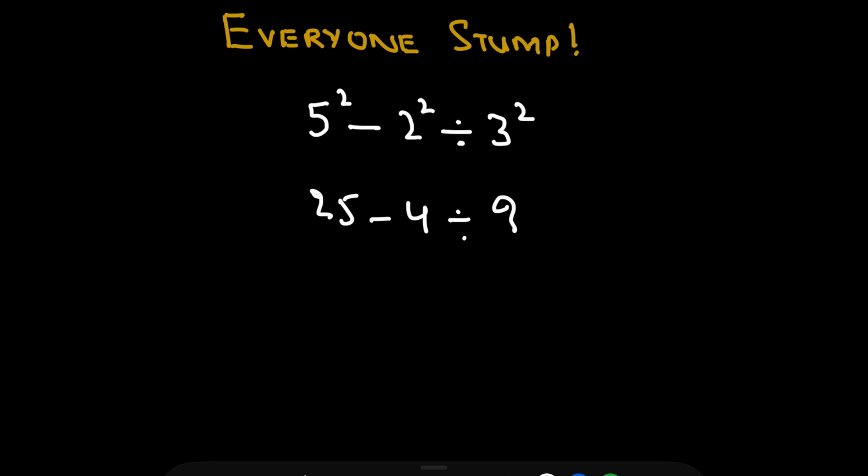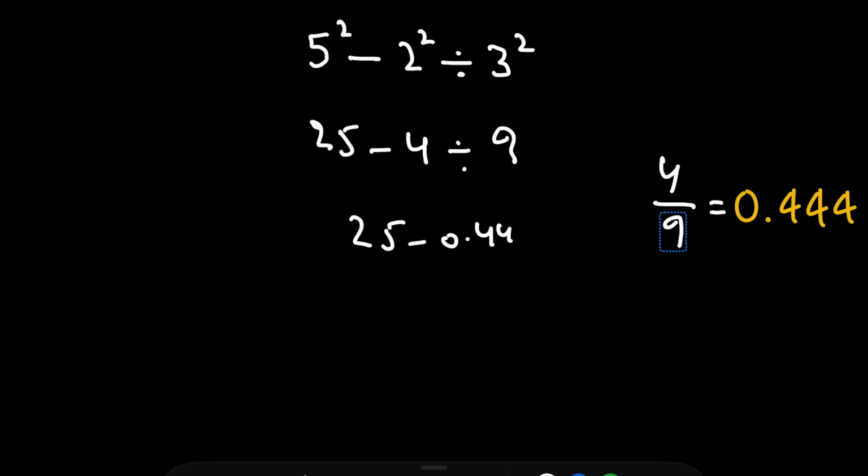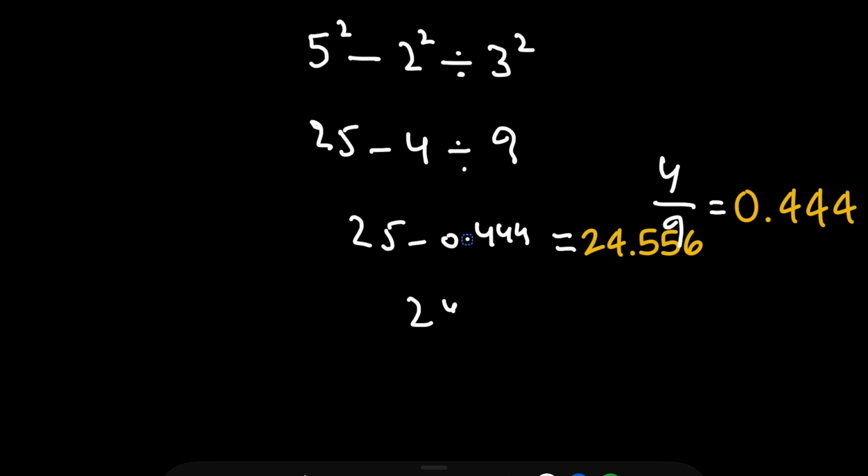Now we simplify the 4 divided by 9, because division comes before addition and subtraction. First we perform the division. So 4 divided by 9 is equal to 0.44. Here we write the 25 minus 0.444, and when we do 25 minus 0.444 we get the answer, which is 24.556. So this is the final and right answer of this question.